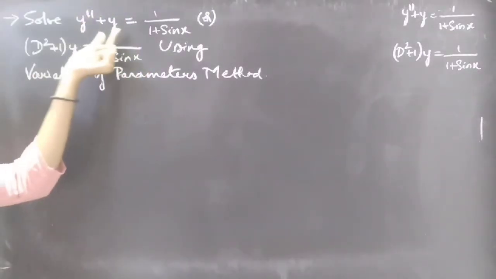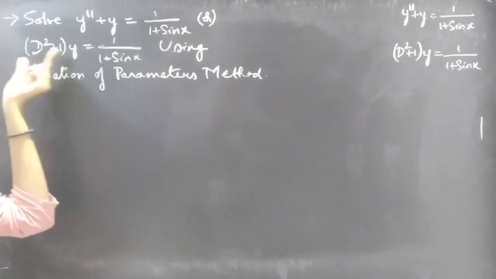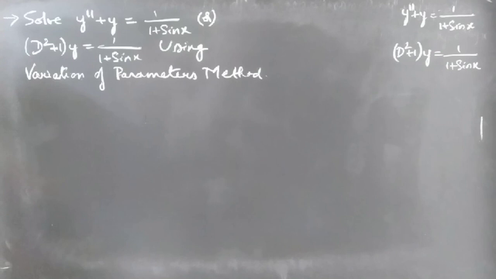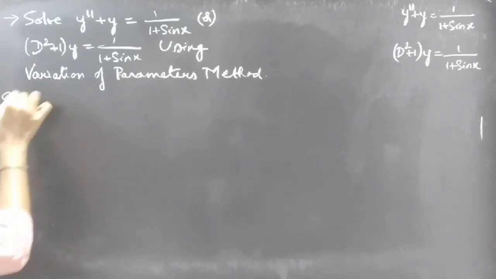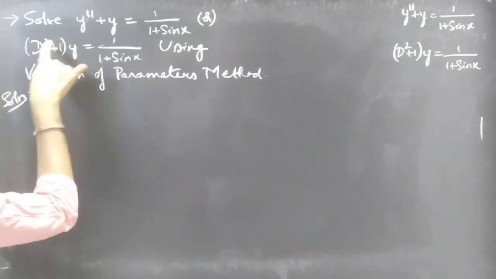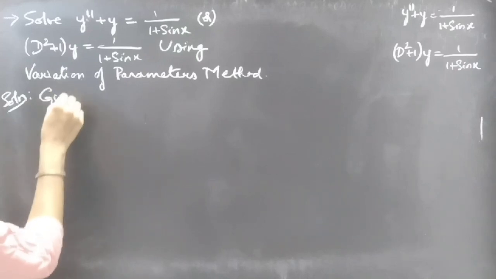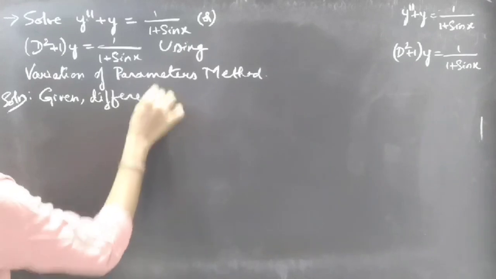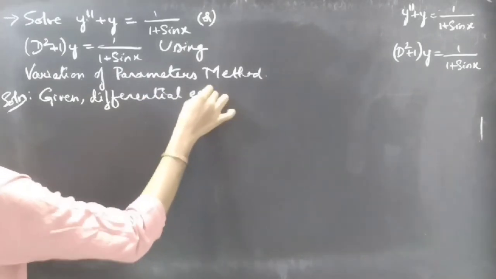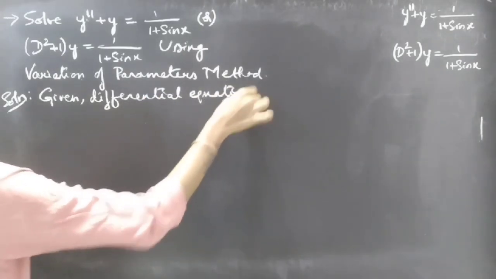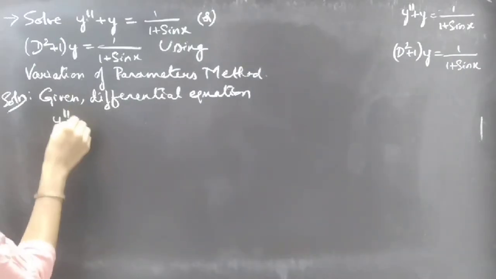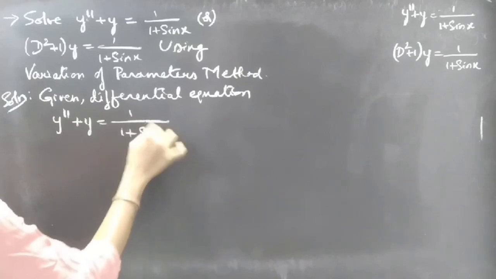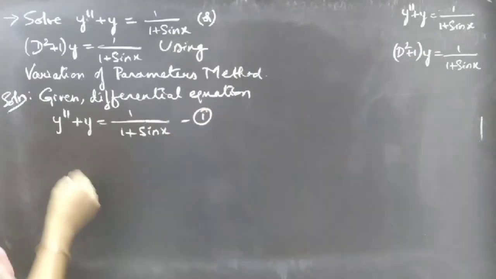Problem: solve y double dash plus y equal to 1 by 1 plus sin x, or D square plus 1 into y equal to 1 by 1 plus sin x, using the variation of parameters method. So here we are given a differential equation of order 2, right? Given differential equation y double dash plus y equal to 1 by 1 plus sin x. Consider this equation as equation number 1.